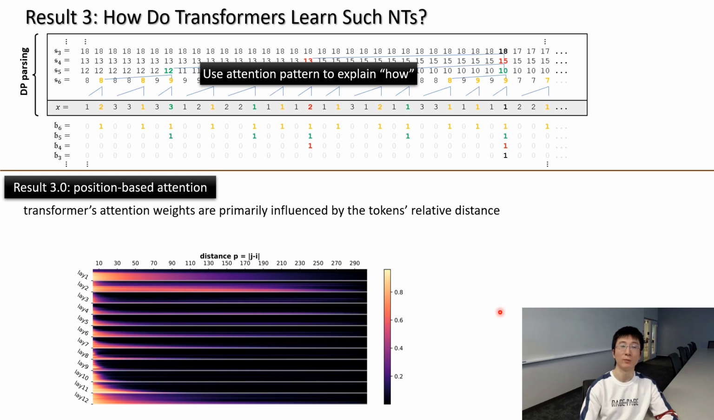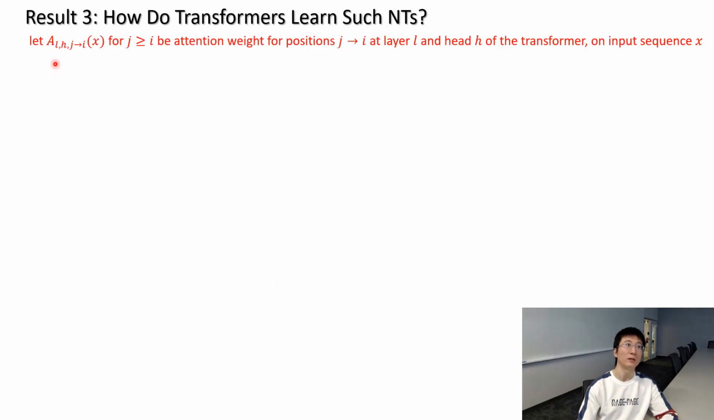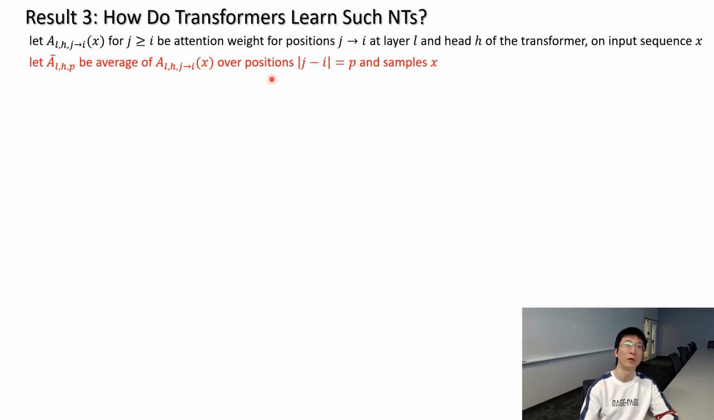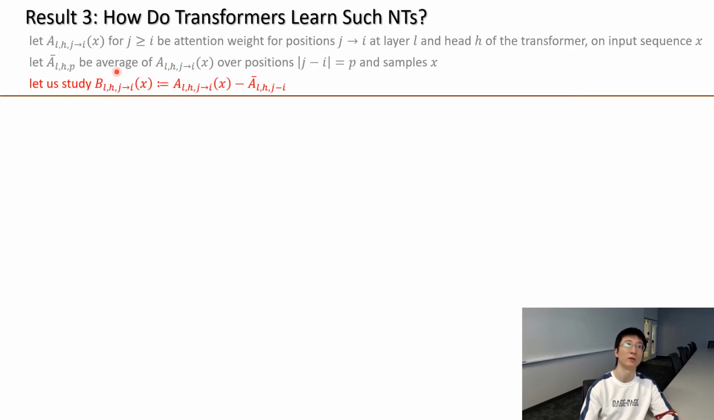Because attention patterns have such position bias, let's now remove the position bias from the attention, and study what is really left behind. Here's how we do it. Let A denote the attention weights, that is A_{l,h,j→i}, the attention weight from position j to i at layer l and head h of the transformer on input x. We can calculate the average of A based on the relative distance: let it be the average over all of the j and i whose distance equals p, and then we can subtract it and define the remaining part to be B. So B is A minus the average of A with respect to the same relative distance. Let us study how B looks.